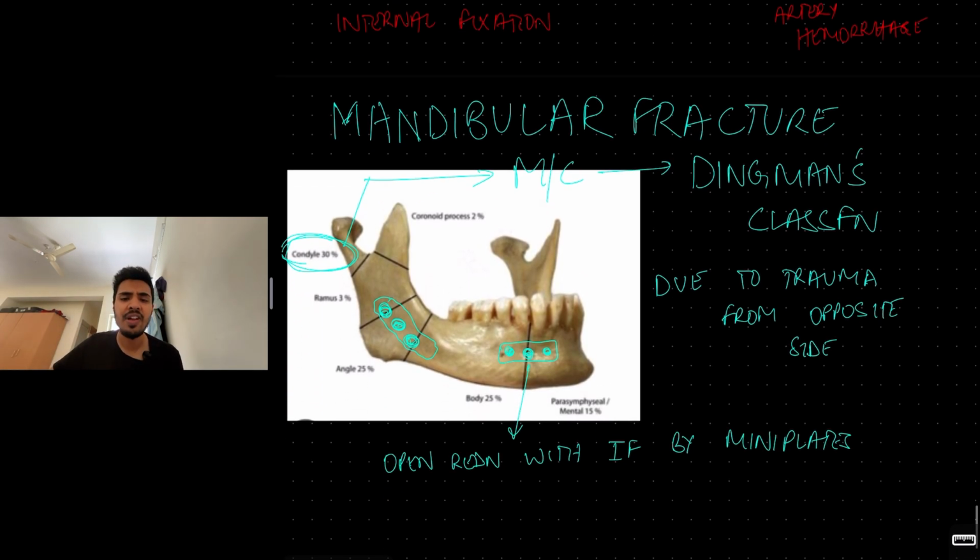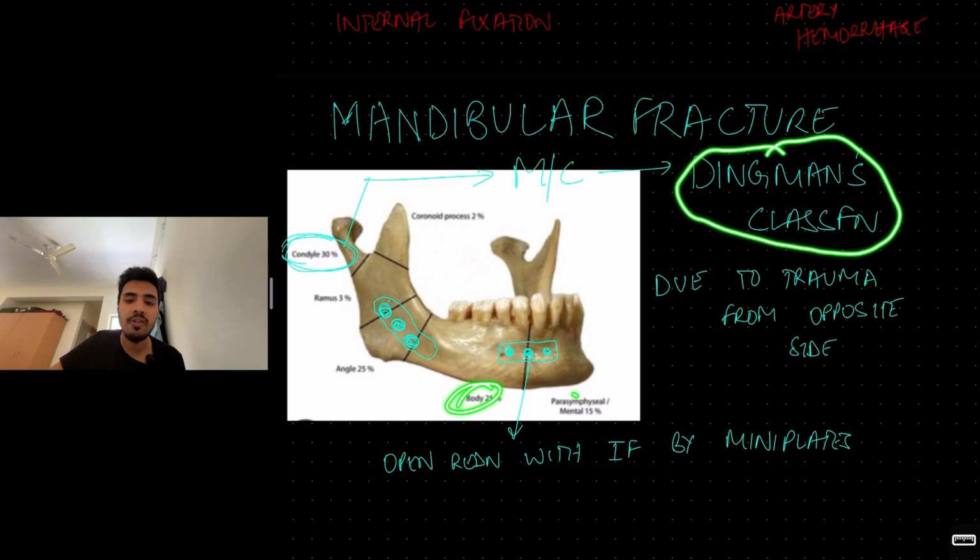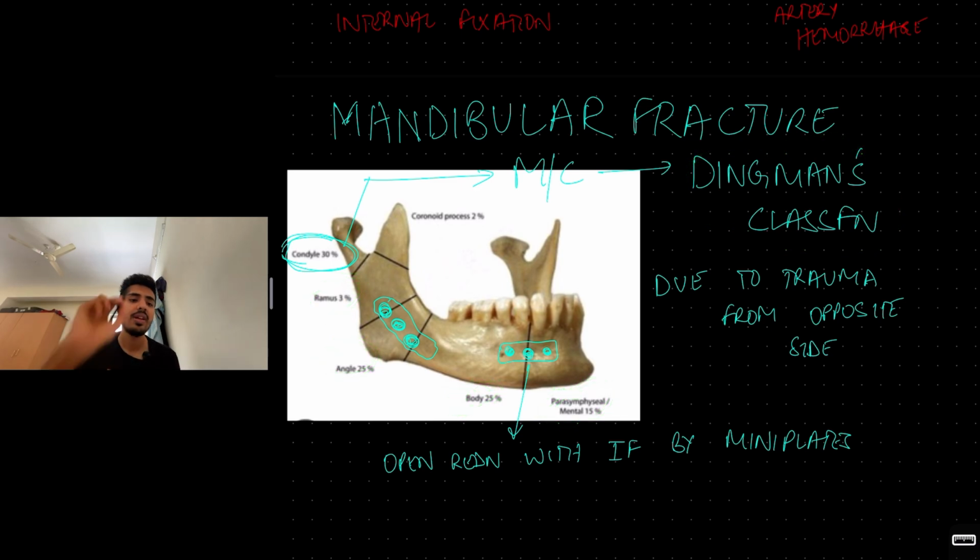Then mandibular fracture is not important. Basically, there is something known as Dingman's classification, where based on the prevalence of where mandibular fracture is most common, he classified mandibular fractures. The most common site is at the condyle, the weakest part, condylar fracture. Why does it happen? Because of trauma from the opposite side. Basically, let's say I get punched from this side of the mandible. Then what happens? The entire mandible gets displaced towards this side, right?